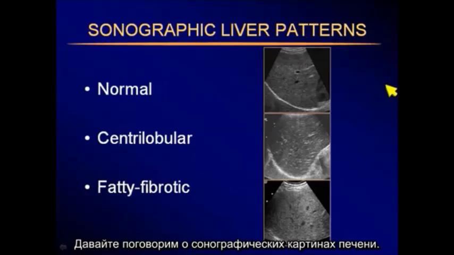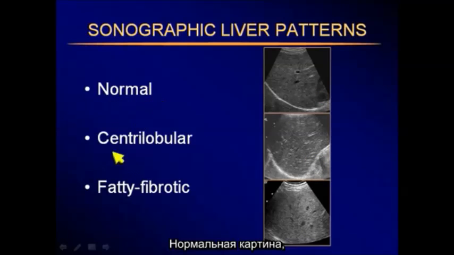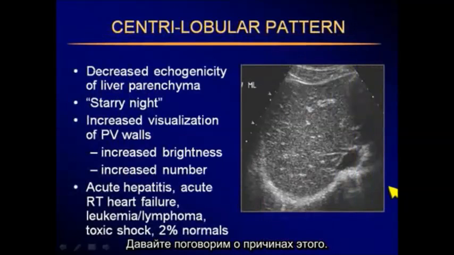So now let's talk about sonographic liver patterns. There are basically three patterns in the liver: the normal pattern, the centrilobular pattern, and the fatty fibrotic pattern. We already discussed the normal pattern. Now there's the centrilobular and the fatty fibrotic. If you look at it closely, this one has too many portal vein walls. This one doesn't have any, and let's talk about the reason for that.